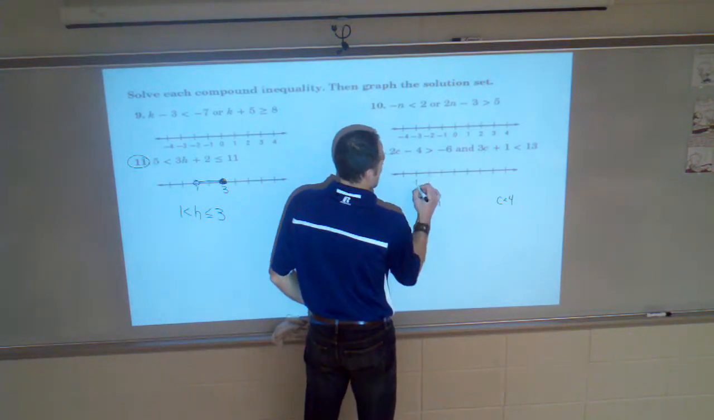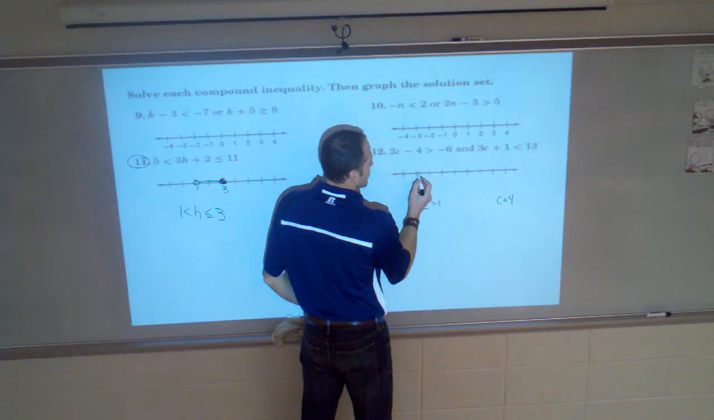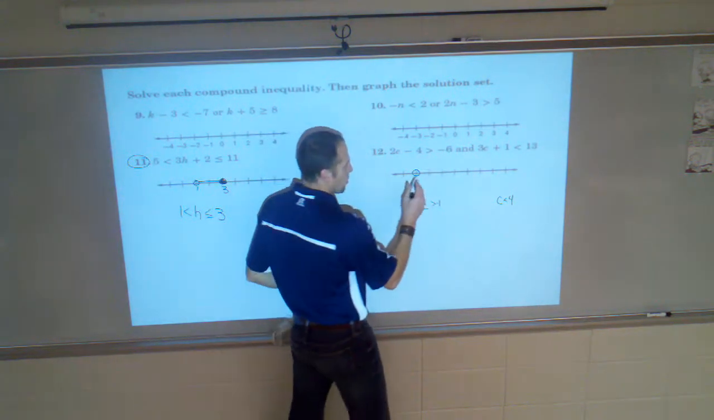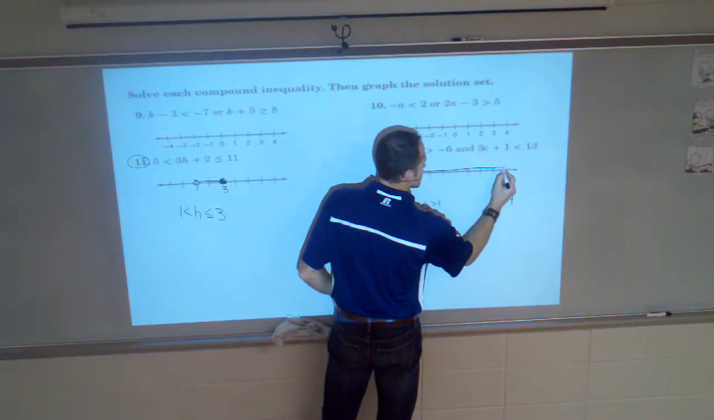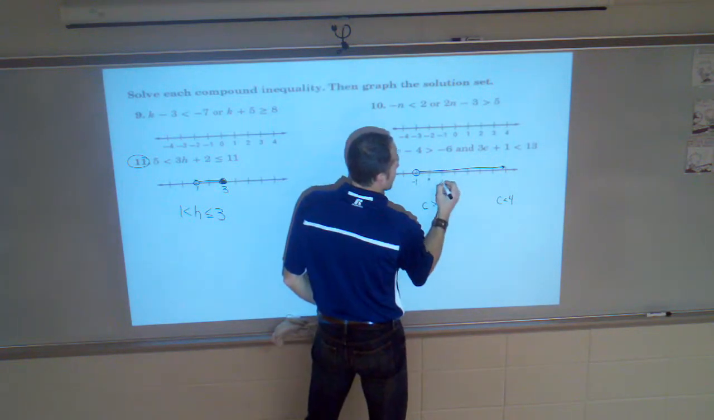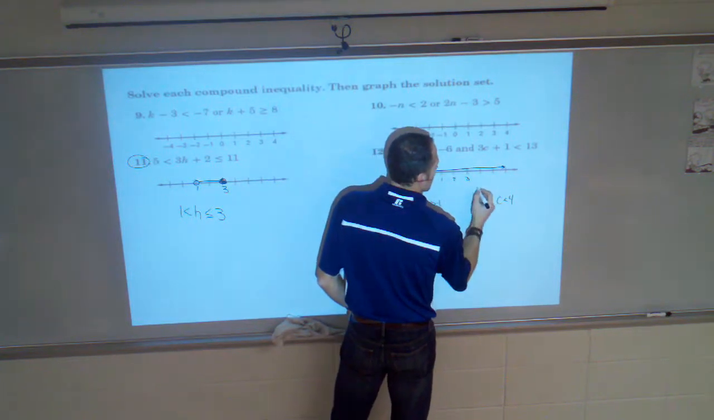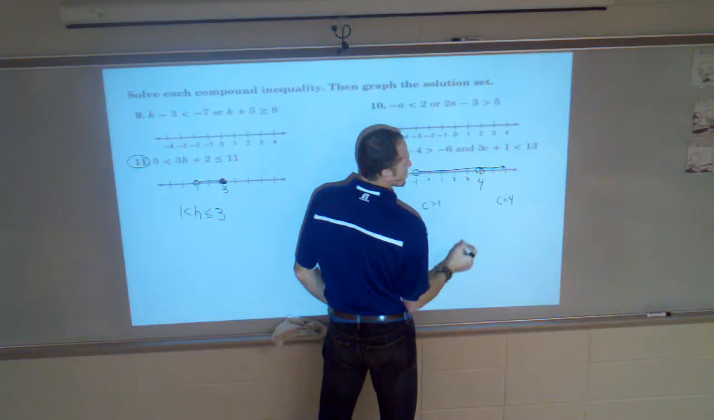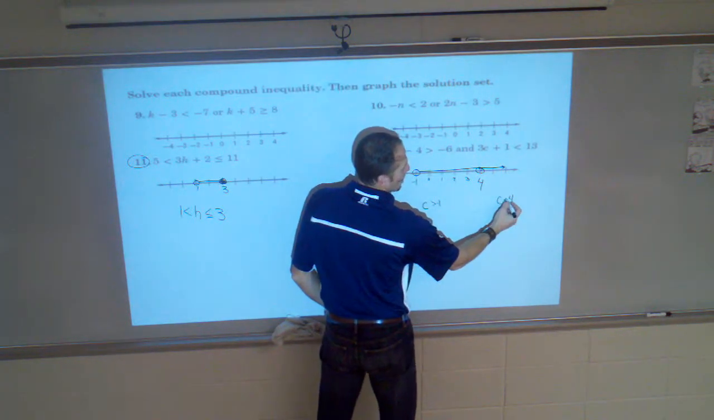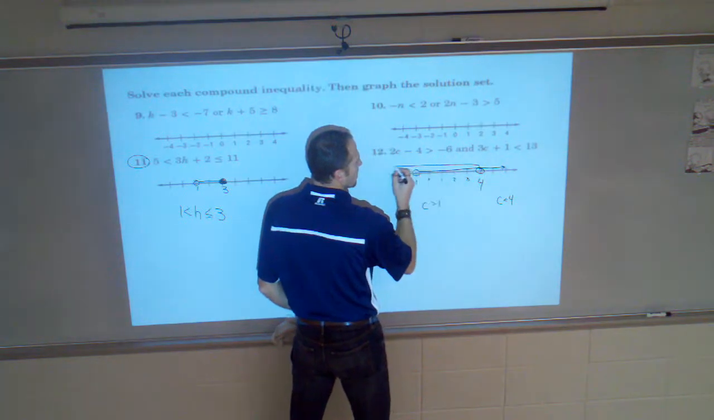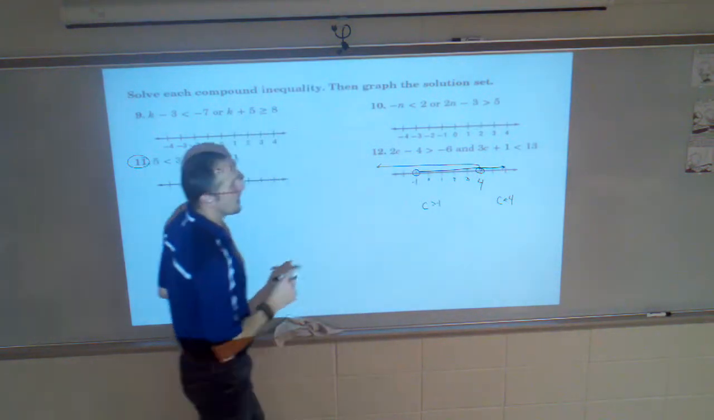-1, I'll put that right there. It is going to be an open circle, and my arrow is pointing to the right. -1, 0, 1, 2, 3. I'll call this 4. It is going to be an open circle, and my arrow is pointing to the left. I'll just bring it up here and go to the left.